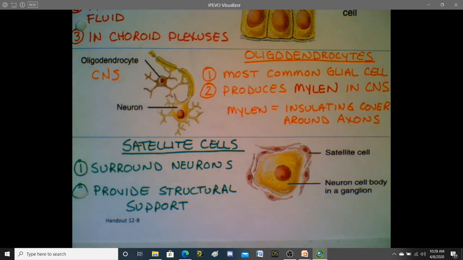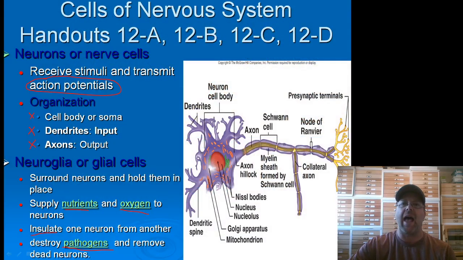I like to kind of think of glial cells as the entourage. They are the support system. So imagine like the neuron is a pop star, and all of the helpers, the roadies, the bus driver, everyone that's taking care of that pop star, those are the glial cells. And so we still have a couple more to go through. That'll be in handout 12C.